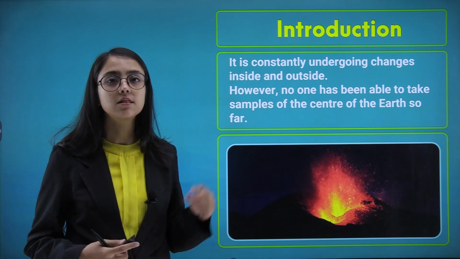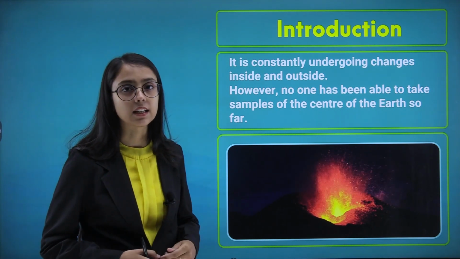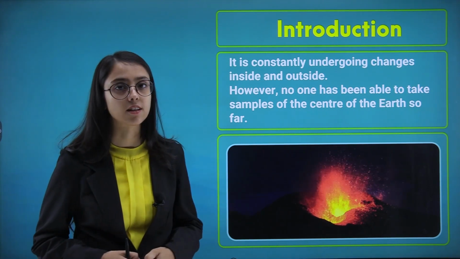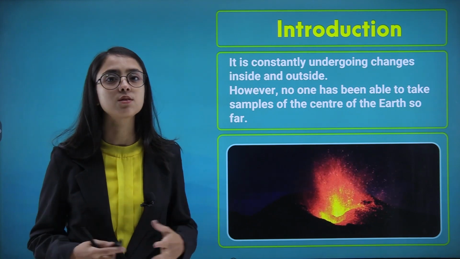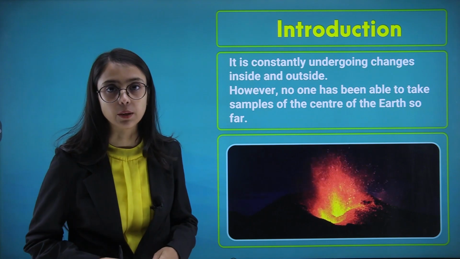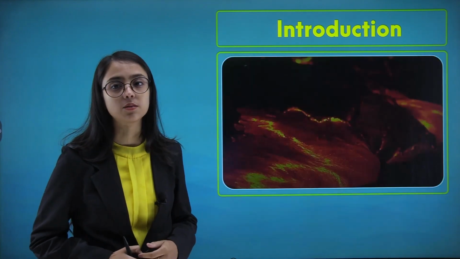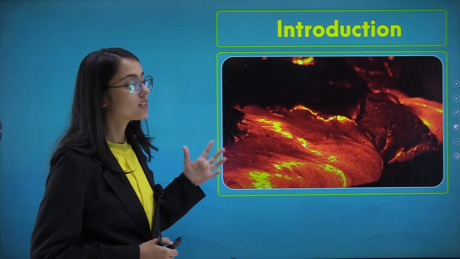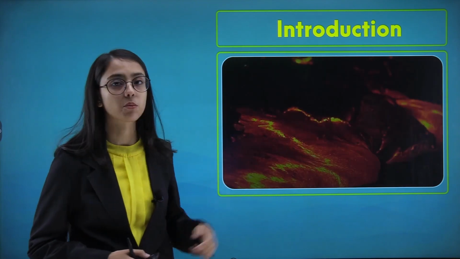So, we wonder that this liquidy material is found inside the earth, isn't it? But how is it so that earth's surface is rocky and the inside is liquidy? So let's find out. Now here is an image of lava erupting from a volcano.